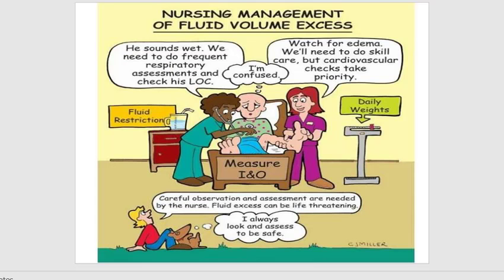So how do we fix fluid volume excess? We're going to put them on a fluid restriction. We don't want them putting more fluid in their body if they've already got too much floating around in there. We're also going to have them weighed daily, because weights are the best way to monitor fluid volume in the body as far as too much, too little, have we lost some, have we gained some. Weight is one of the most accurate ways to do that.